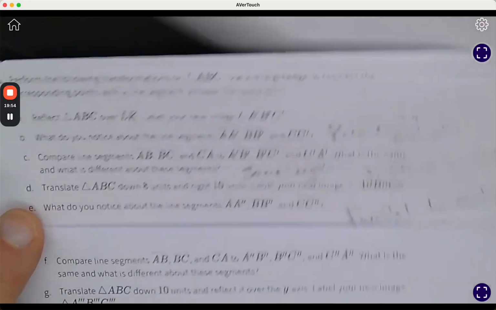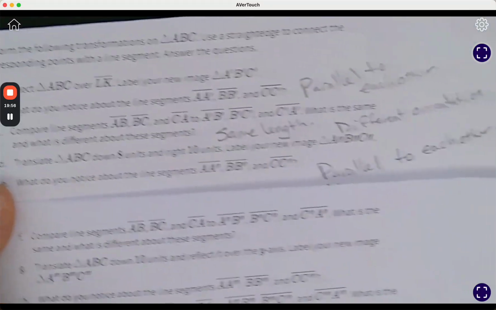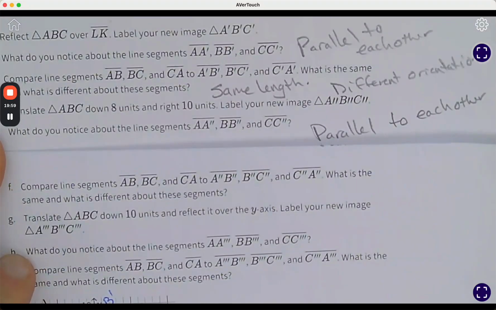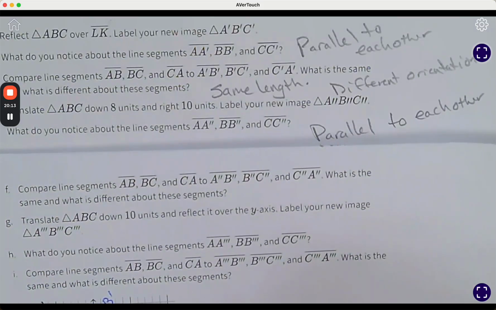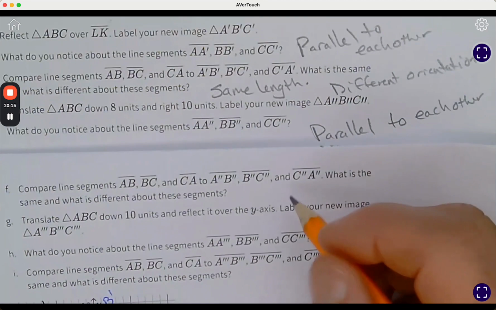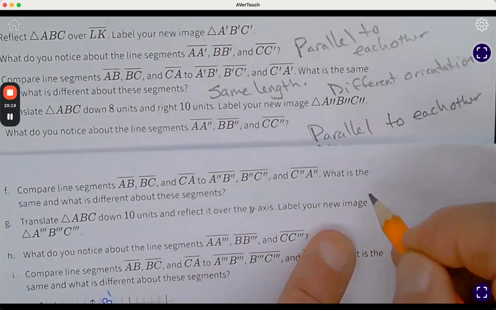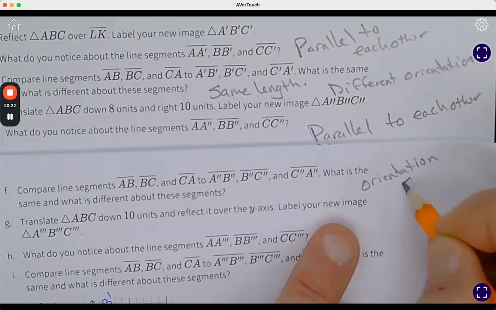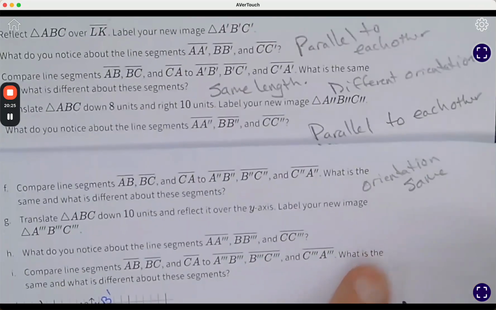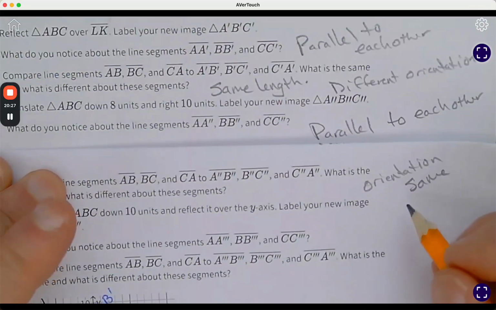Okay, compare the segments AB, BC, and CA to A double prime, B double prime. What are the same and what are different? Well, the orientation is the same. The size is the same as well. But it's in a different quadrant.